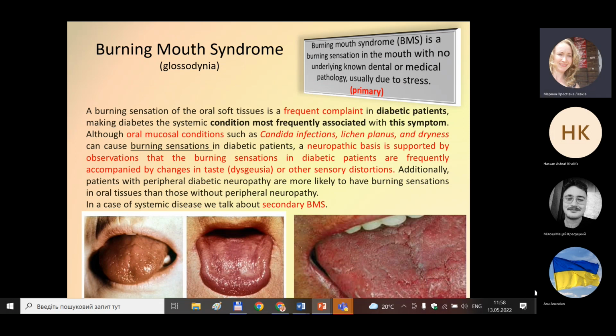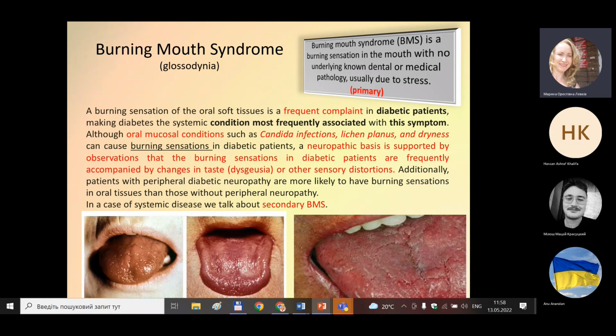Burning mouth syndrome, another manifestation. So first of all, what is burning mouth syndrome? It is a burning sensation in the mouth with no underlying known dental or medical pathology, usually due to stress.